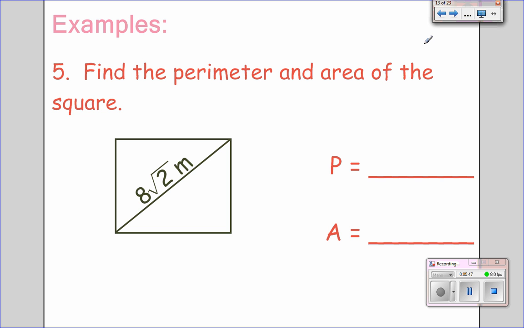Remember, you should be pausing through these problems to see if you can do them and see if you know it before I tell you the answer.